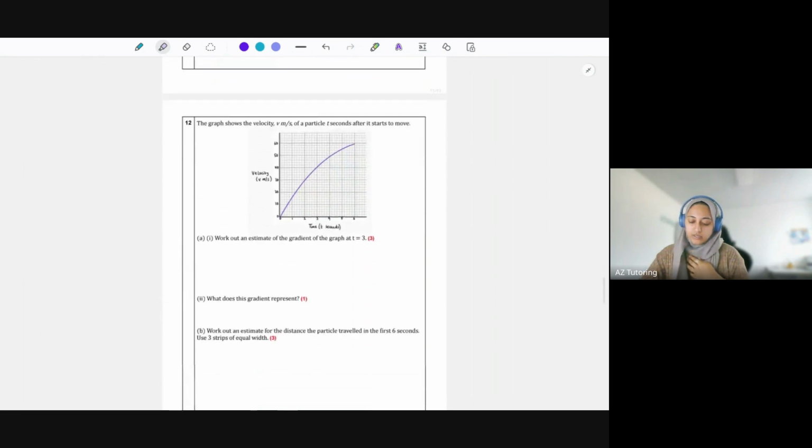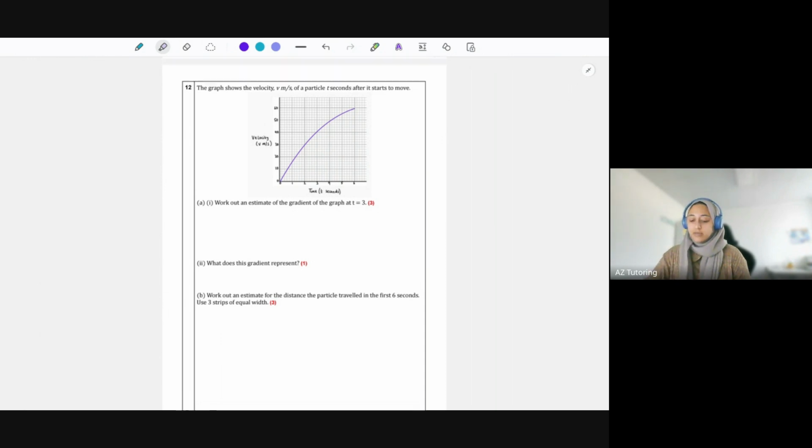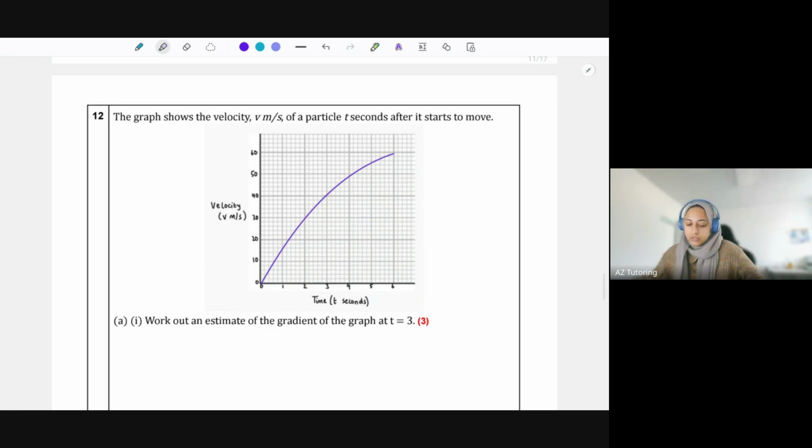Okay, moving on, let's do question 12. This one might be a tricky one to do because I've just drawn the graph myself, so it might not be exactly the same as it was in the exam, but it is more or less similar-ish. So I'm going to tell you the method more so than the actual answer that matters.